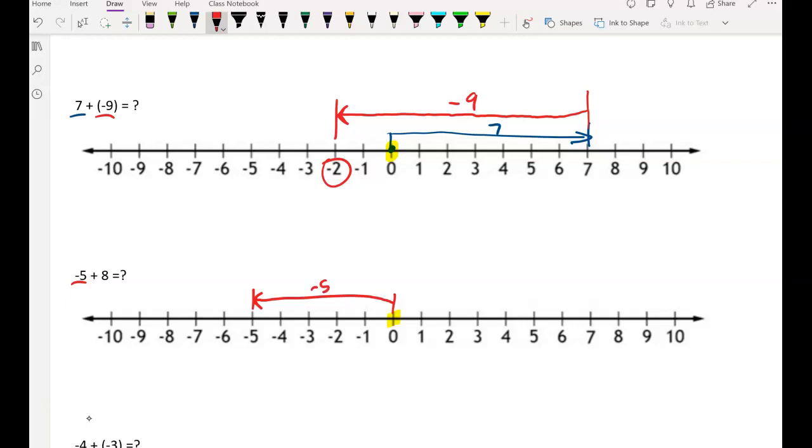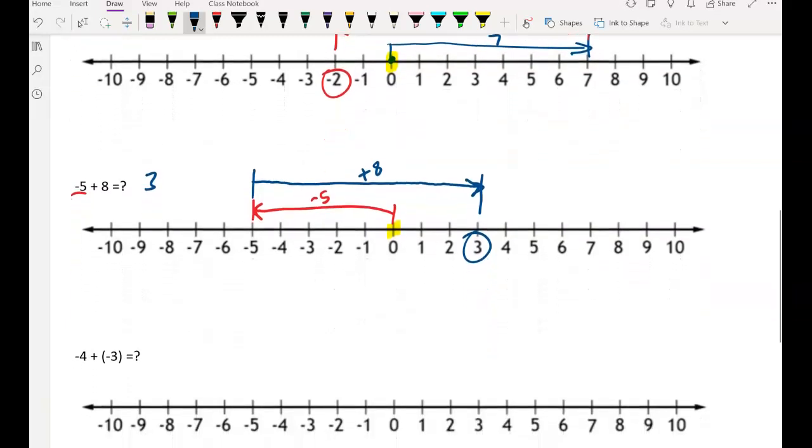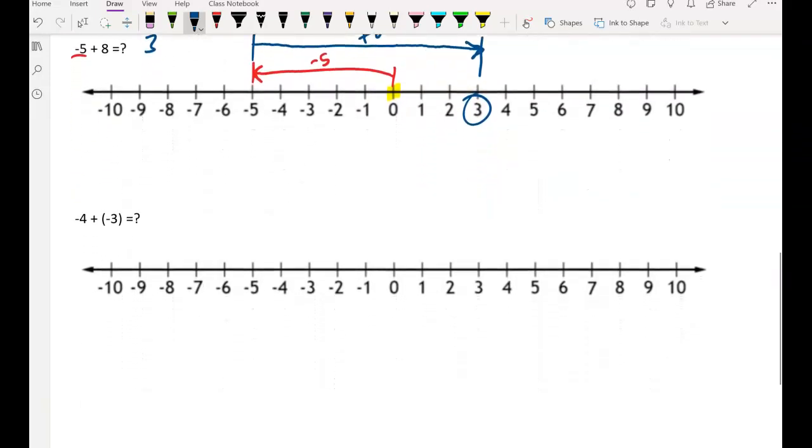And then from there, it says I'm going to add +8. So from here, I'm going to go 8. So here is 5. That gets me back to 0, and then I have to go 3 more. 6, 7, 8. Okay? That's +8. And where did I end up? At +3. See how easy that is? -5 plus 8 is +3. This stuff is great. I love number lines.